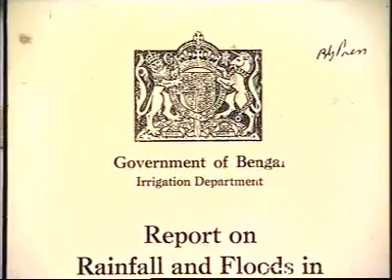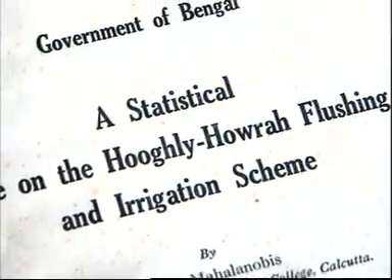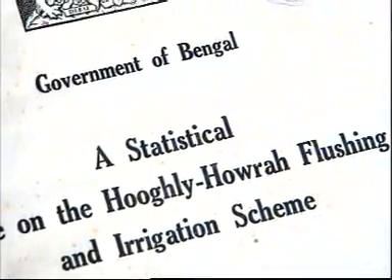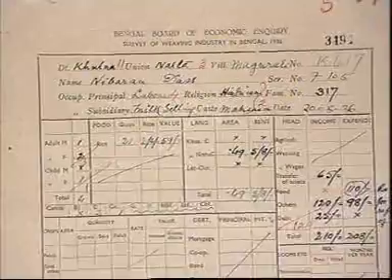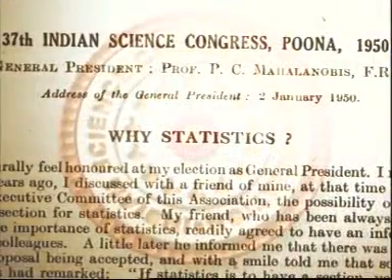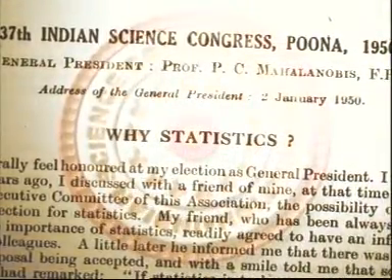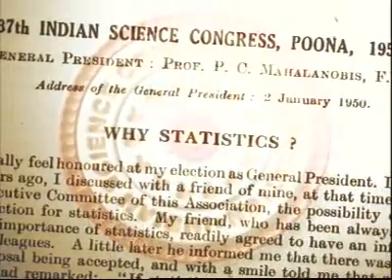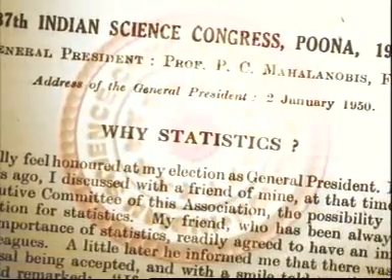Though statistics had begun to get recognition from the government, the scientific community did not do so immediately. Despite repeated appeals by Mahalanobis, it was only in 1945 that the Indian Science Congress introduced an entirely separate section for statistics.